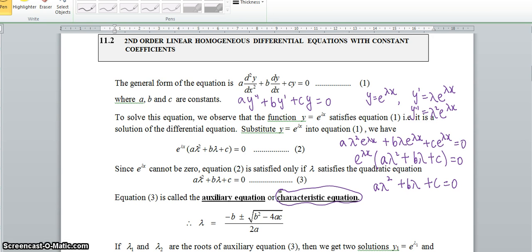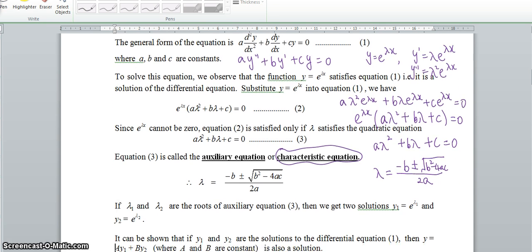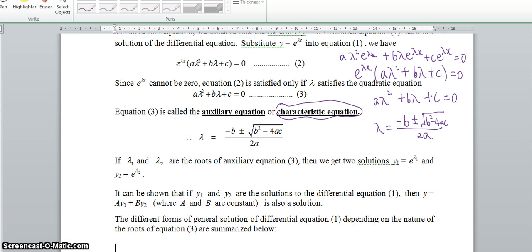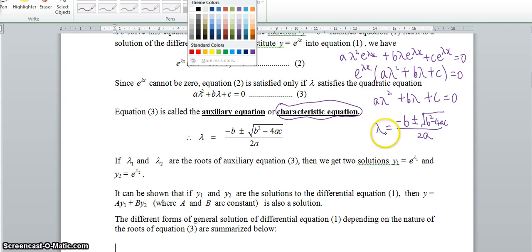So how do we solve it? Well, use what we learned from secondary school. We just need to solve this quadratic equation, which I believe all of us already know. So the lambda value will be negative b plus or minus the square root of b squared minus 4ac, divided by 2a. Okay, so there are two values for lambda now. So one, let me use this notation: lambda 1.